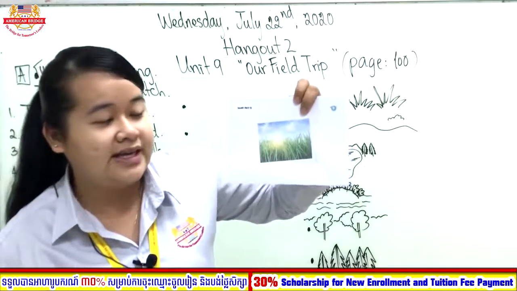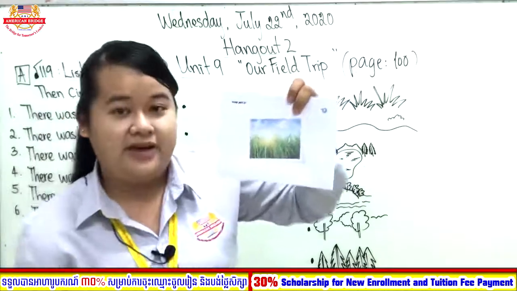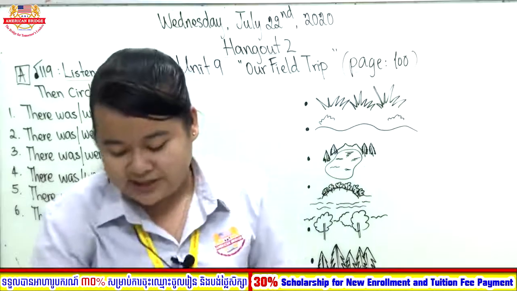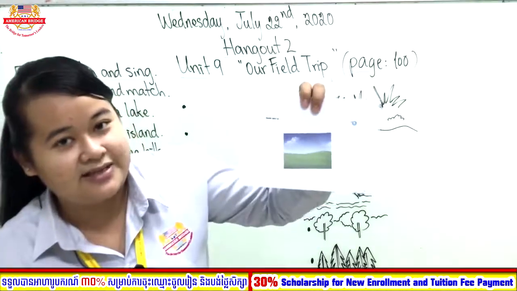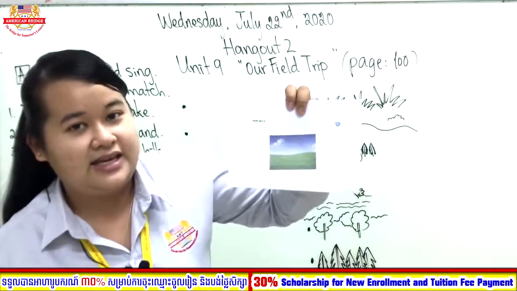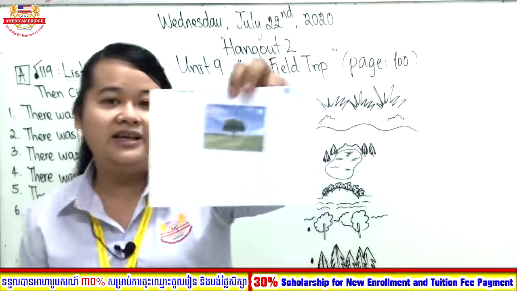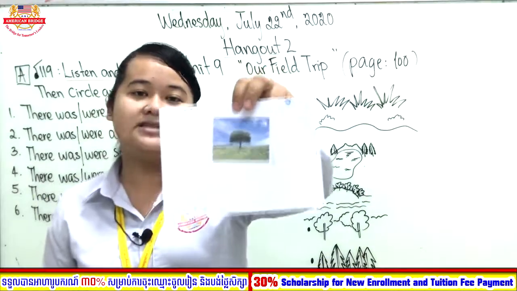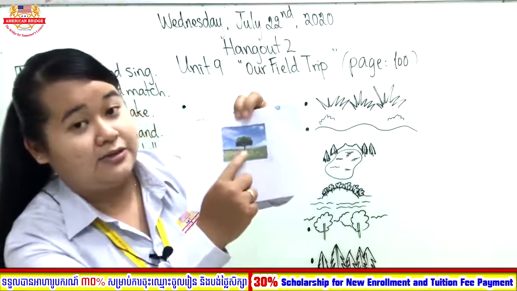So this one is grass that has the color green, right? Okay, so now let's move to the next picture. Can you guess this one? What is this? Good. So this one is hill, right? And this one, can you guess it one more? Great. So this one is tree, right? Okay, you can see in here, this one is a tree.